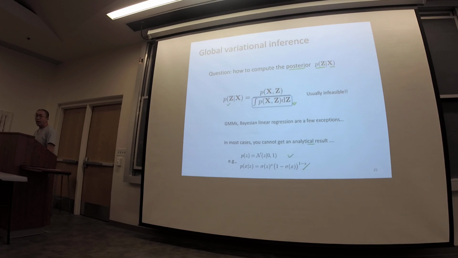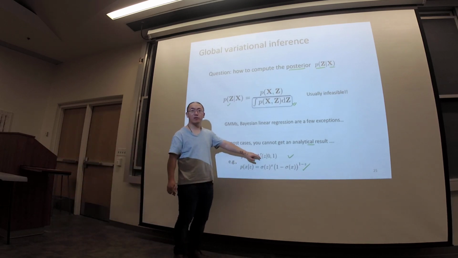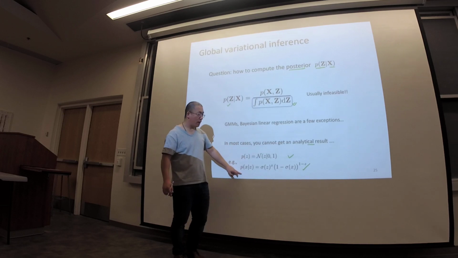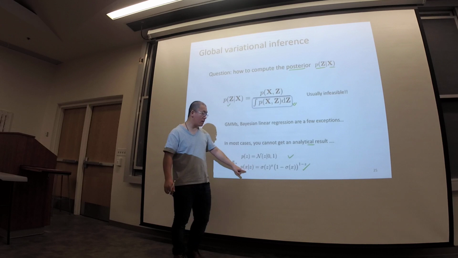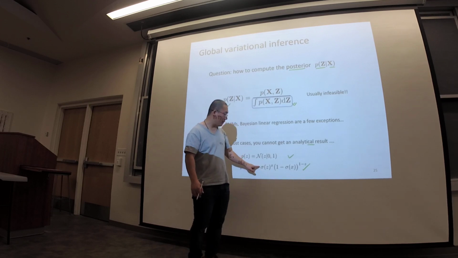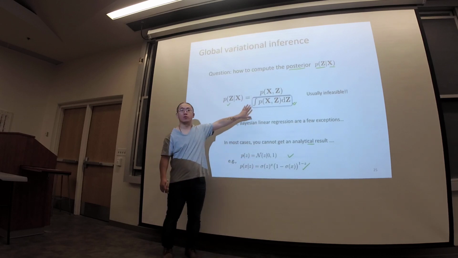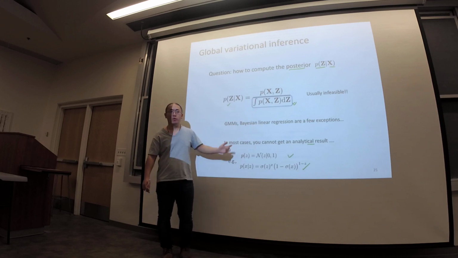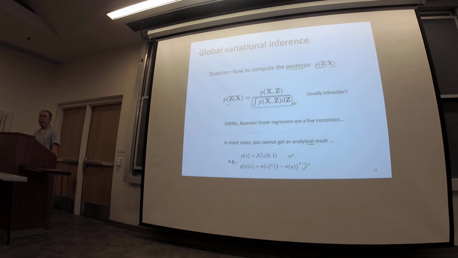So here's one example we mentioned before. Suppose your prior of Z is simply a Gaussian, but your likelihood, namely the probability of X given Z, is a Bernoulli likelihood parameterized by a sigmoid function of Z. You won't be able to compute this marginal distribution. You won't be able to compute the posterior distribution analytically, right?